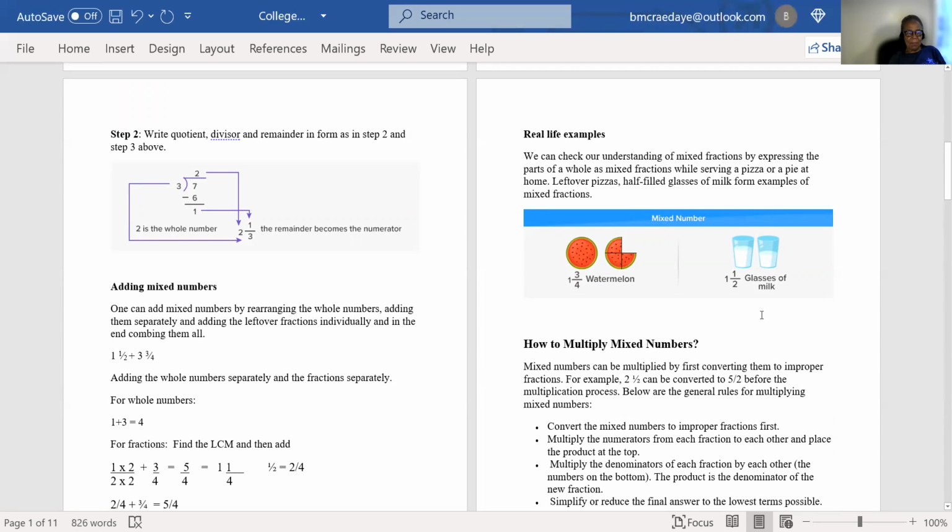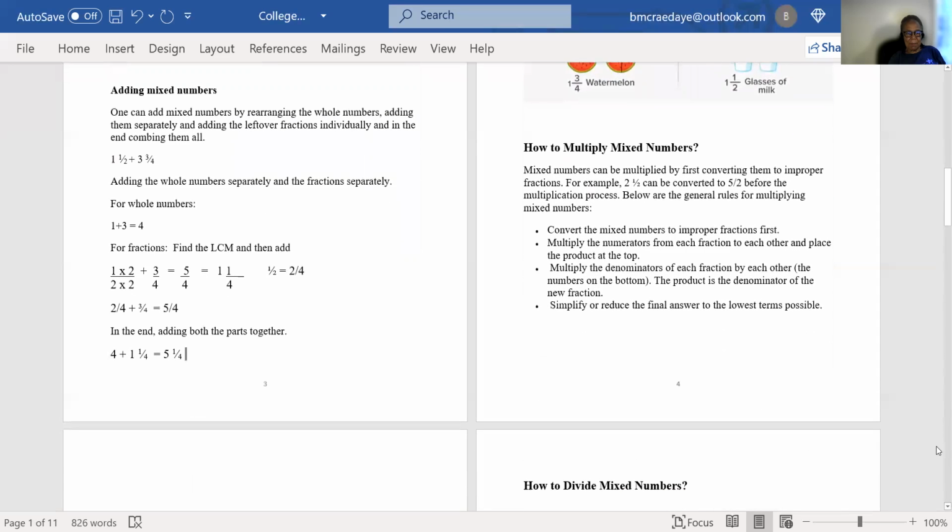Okay, now let's multiply mixed numbers. To multiply a mixed number, you first have to convert the mixed numbers to improper fractions. Remember, I said, and I'll just put it here, improper fractions' characteristic is the numerator is greater than the denominator.